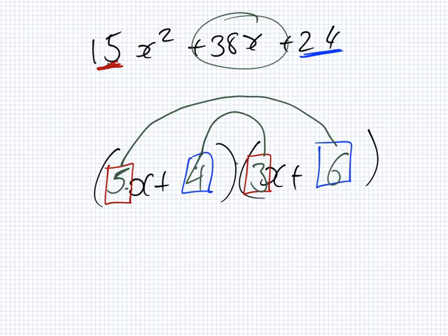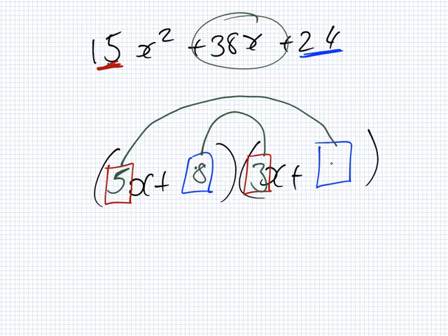So now let's see if this is right. 5 times 3 makes 15, and 4 times 6 makes 24, but that's always going to work because of the numbers we picked. What we really need to check is, can we get 38 in the middle? 4 times 3, 12, 5 times 6, 30, 30 and 12, 42. So it's not going to be this combination. We'll try something else. 8 and 3, for the 4 and the 6? Okay, let's try 8 and 3.